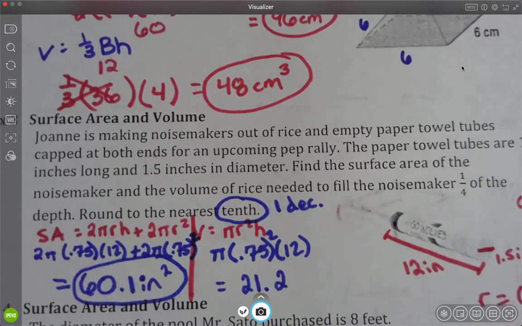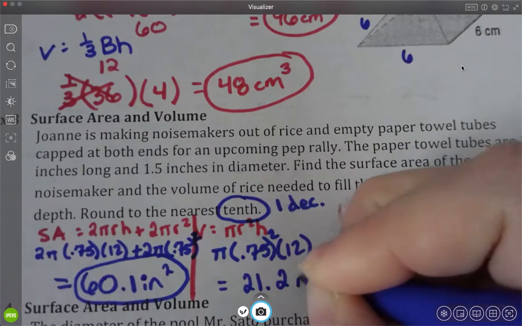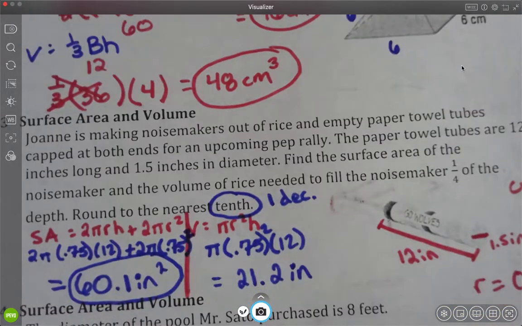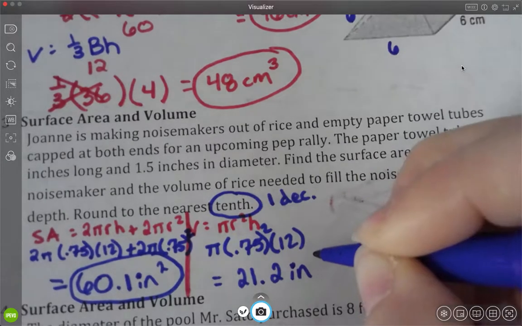Right? 21.2? Gosh, I'm so smart. Except this is my 4th time doing this lesson. So I'm really not that smart.